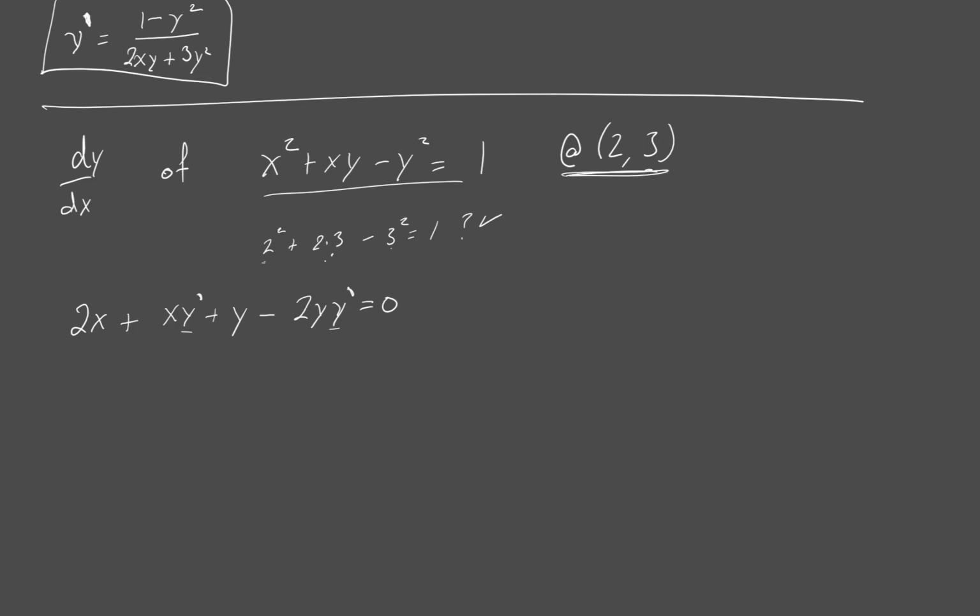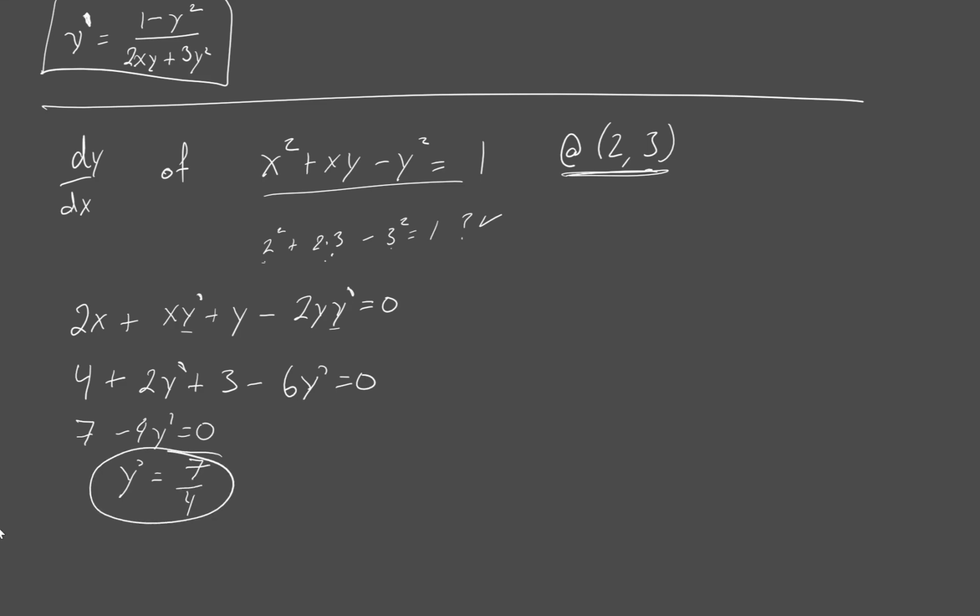So 2x is 4. Then I've got the 2y prime plus 3 minus, that's going to be a 6 y prime equals 0. Okay, and then this is just a 101 problem, algebra 101, right? So I've got 7 minus 4y prime equals 0, so y prime equals 7/4. There's my slope at 2, 3. We could do the arithmetic, the algebra here, get y prime, and then put this stuff in, but why not do it right away?